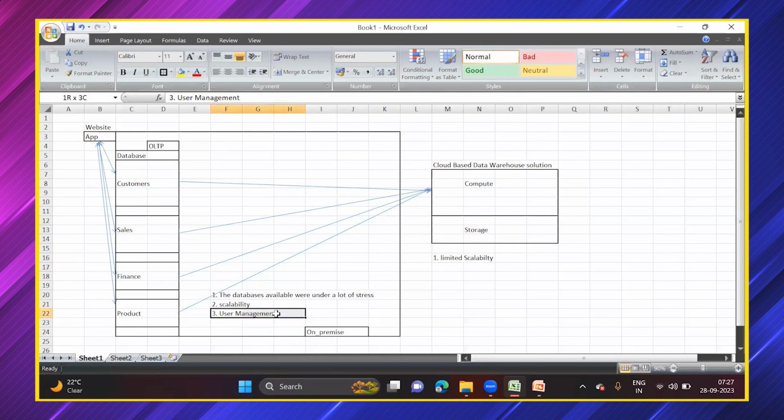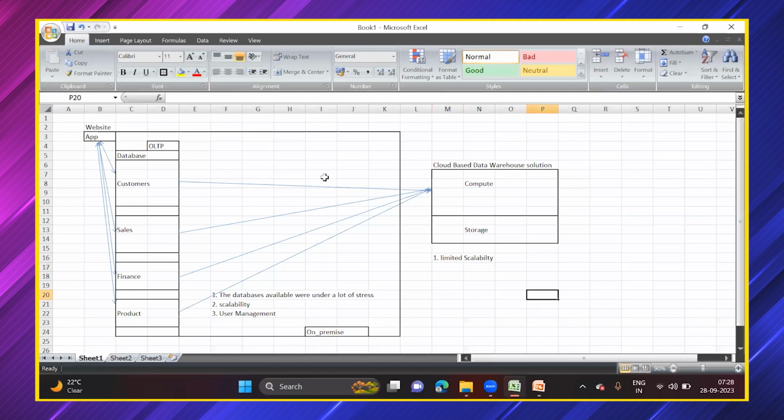And then the next problem which we had was user management, which is also very easily done with the cloud-based data warehouse solution. We had a lot of security features within the Snowflake data warehouse, which make sure that only specific users can use the data. How we can do data manipulation, how we can do data masking, how we can make sure that only a specific set of people can use the data. In that sense as well, we had a lot of features which help us do the user management.